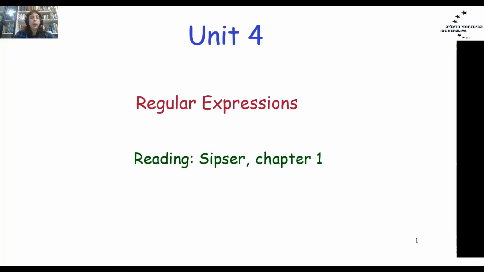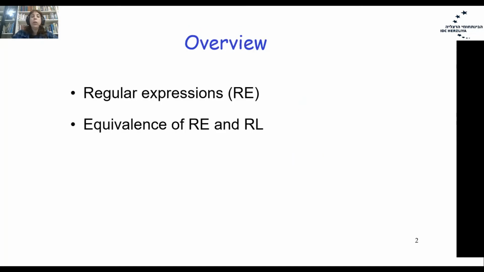Welcome everyone. We are here on lecture 5 and we are currently talking about unit 4 of the course, which deals with regular expressions. We are still reading the Sipser book and we are still at chapter 1. Today we will be talking about regular expressions and the equivalence of regular expressions and regular languages.